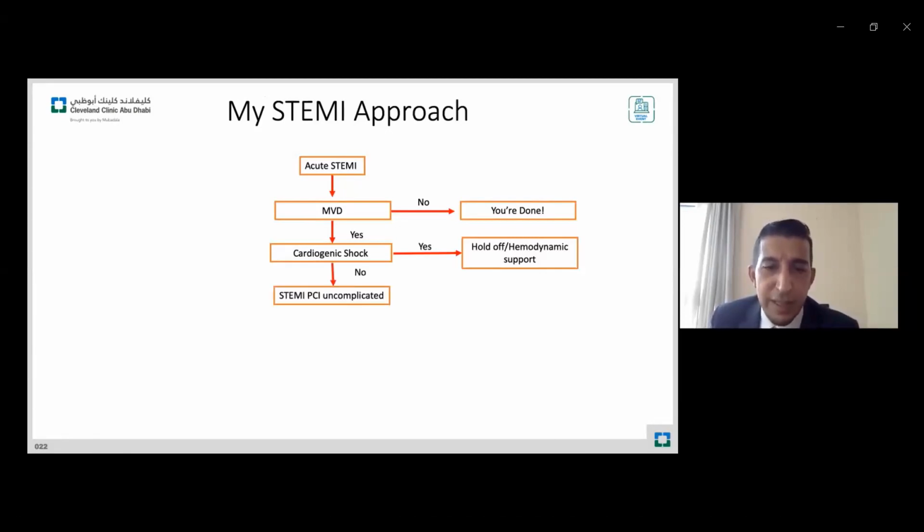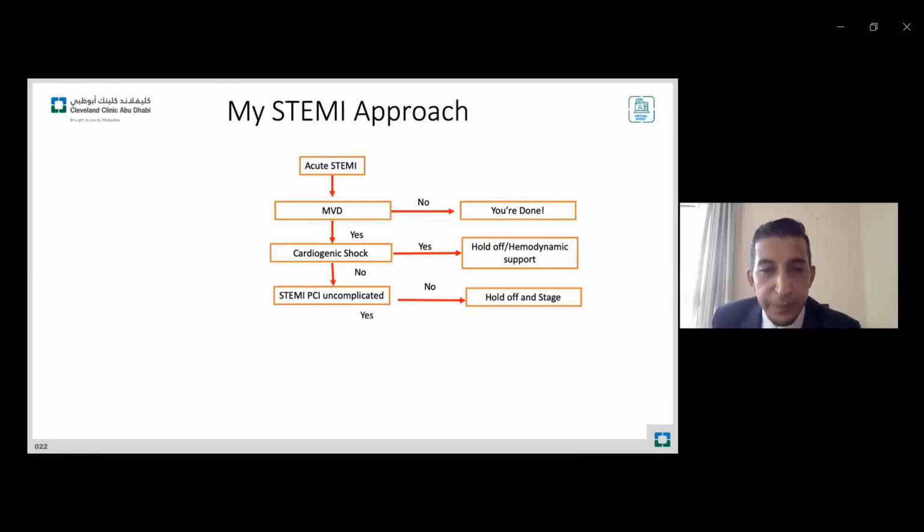If not in shock, then the question is, was the STEMI PCI uncomplicated? I include even the presence of reduced flow as being somewhat complicated, and if there's some microvascular dysfunction, I'll include that. If it has some sort of complication at all, definitely hold off and stage. Most of the time in our practice, we'll do them in the same hospitalization. If there's any issue of renal dysfunction or otherwise, then we'll bring them back after a couple of weeks and let them recover.